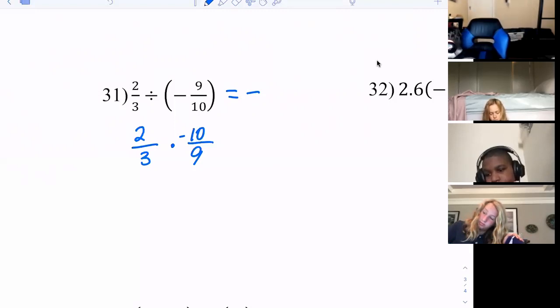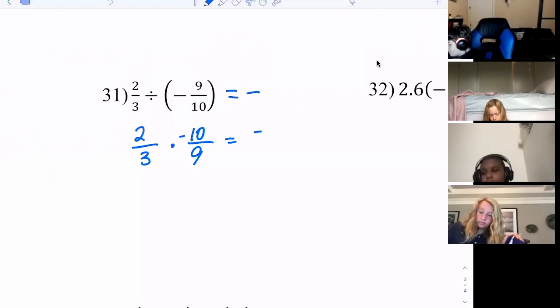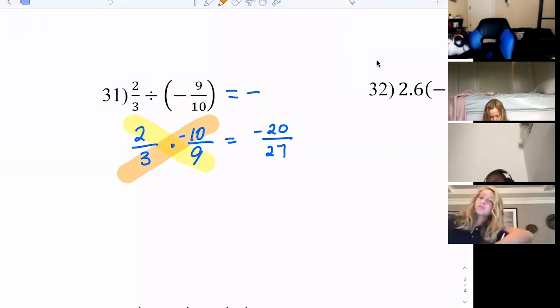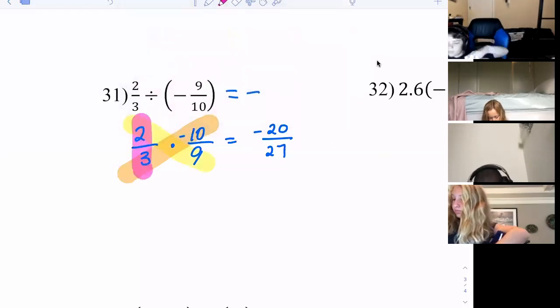All right. Now, from there, can you reduce anything? 3 doesn't go into 10. 2 doesn't go into 9. So your final answer is just negative 20 over 27. No, you don't divide that way. You're only allowed to divide diagonally. Yeah, that's right. Or vertically, that is correct. Or you can reduce vertically. Those are your options for reducing. If we could have done it at the beginning, I would have done it at the beginning.